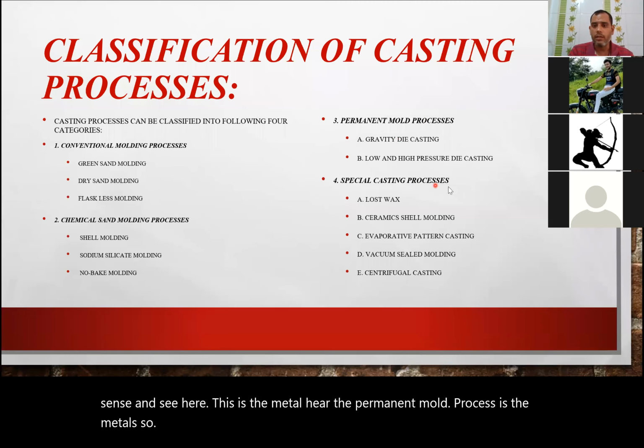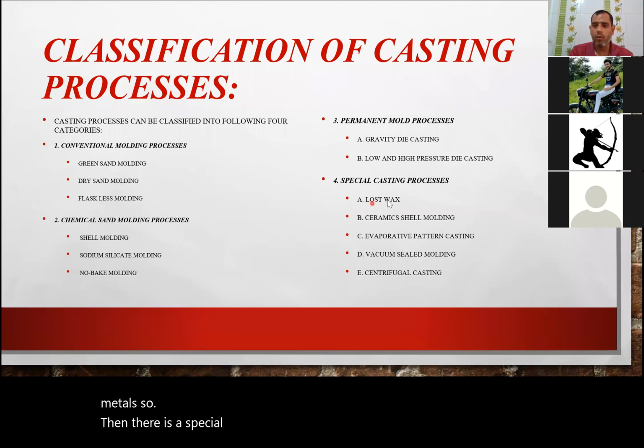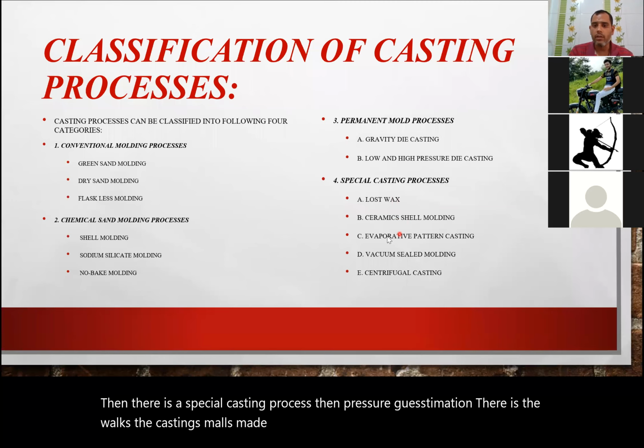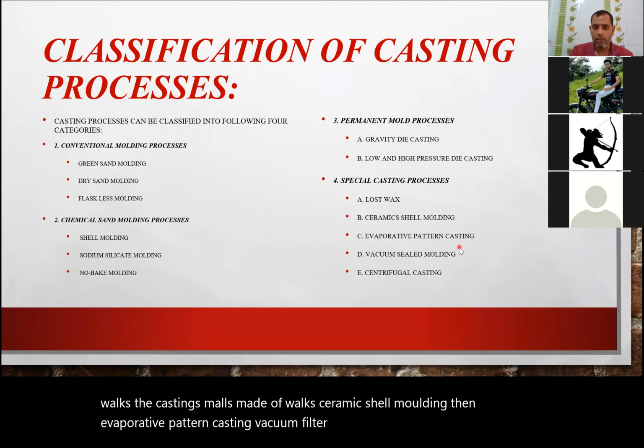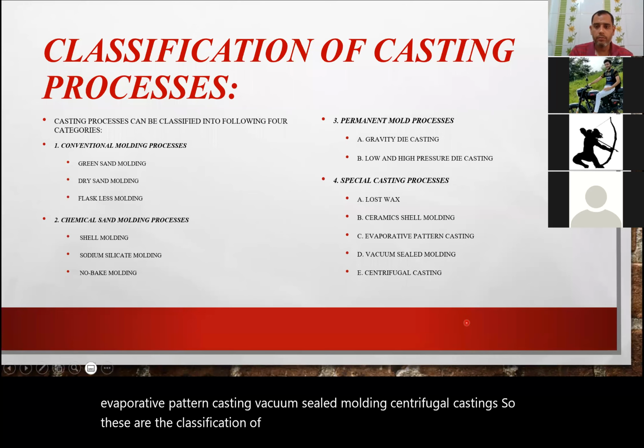Then there is the special casting process. In special casting processes, there is the wax: the casting molds made of wax, ceramic shell molding, then evaporative pattern casting, vacuum sealed molding, centrifugal castings. So these are the classification of the castings. We'll move to the next slide.